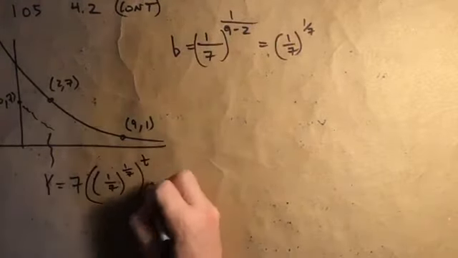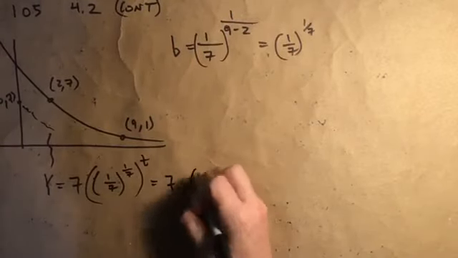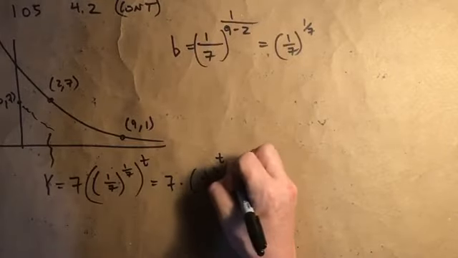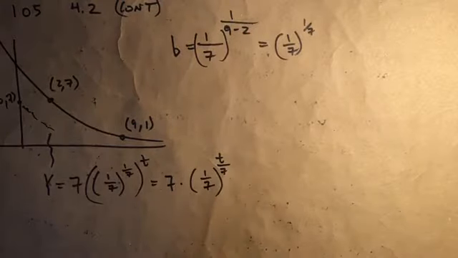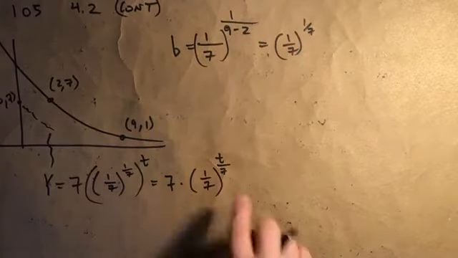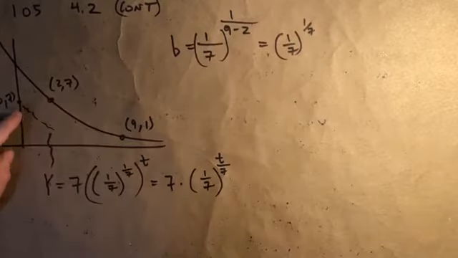If I wanted to, I could clean that up. I could say that this is 7 times 1/7 raised to the t over 7. Yes, because our exponents multiply together. But that's not the equation that I want. I would want this one, but then I would shift it over 2 units to the right.